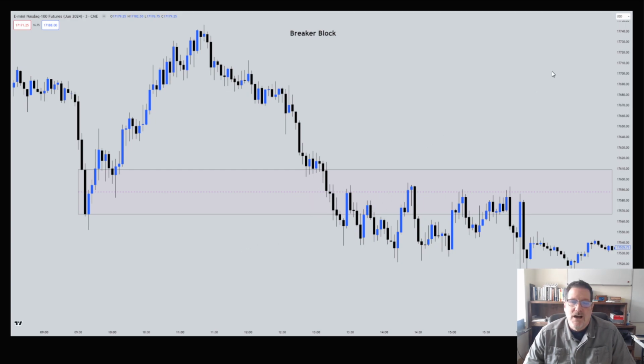More on breaker blocks as we go. Breaker blocks are another one that you will use often. I found for me they were a little bit harder to spot in the beginning, but we'll show you some more advanced techniques to help you find those breaker blocks so you can use them and help your trading become more successful.